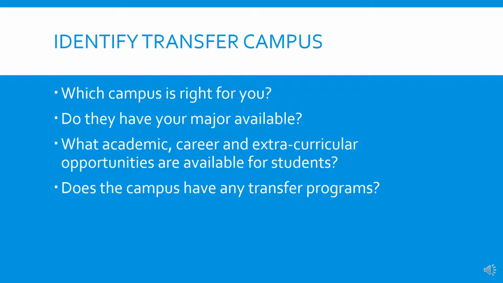The first thing you'd want to do if you're interested in transfer is to be able to identify the campus you're interested in transferring. As you look at different campuses, you may want to answer the following questions. Which campus is right for you? Do they have your major available? That is very important. Are there academic, career, and extracurricular opportunities available for students that interest you? Does the campus have any special transfer programs?